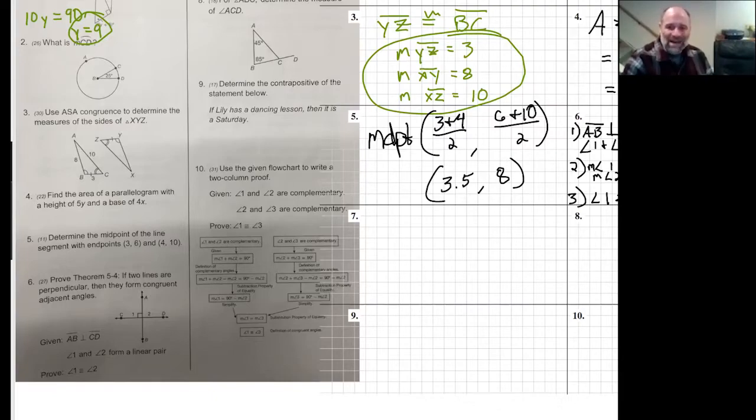So keep in mind these steps, what we just did. When you do your proof on the test, you'll have similar types of things. Okay. All right.